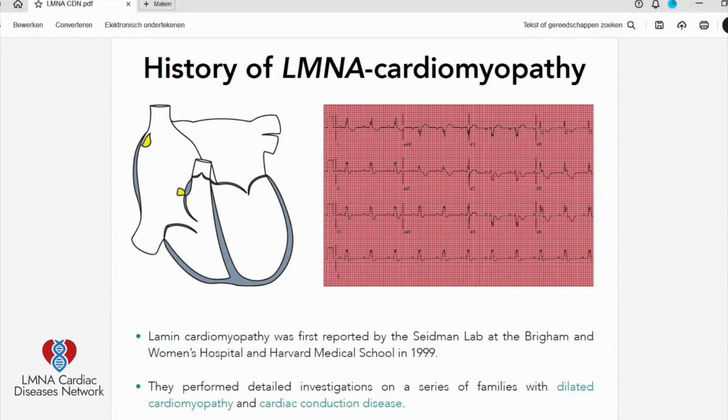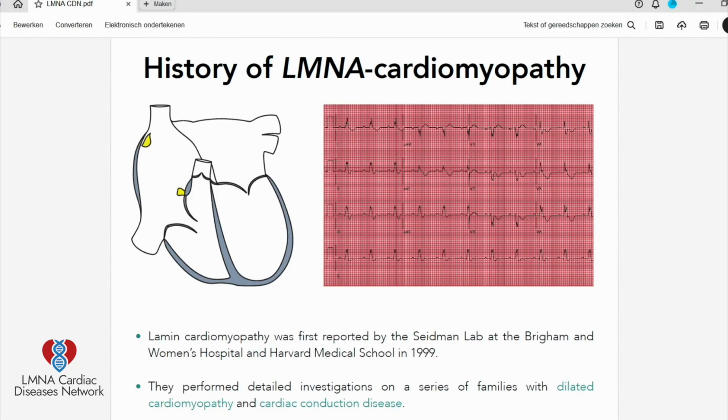So I don't know how well these ECGs are going to show, but just to go back to the history, the genetics was first defined in the Seidman lab. Cricket and John Seidman are two very well-known researchers in the world of cardiovascular genetics who I've had the privilege to work with here in Boston.